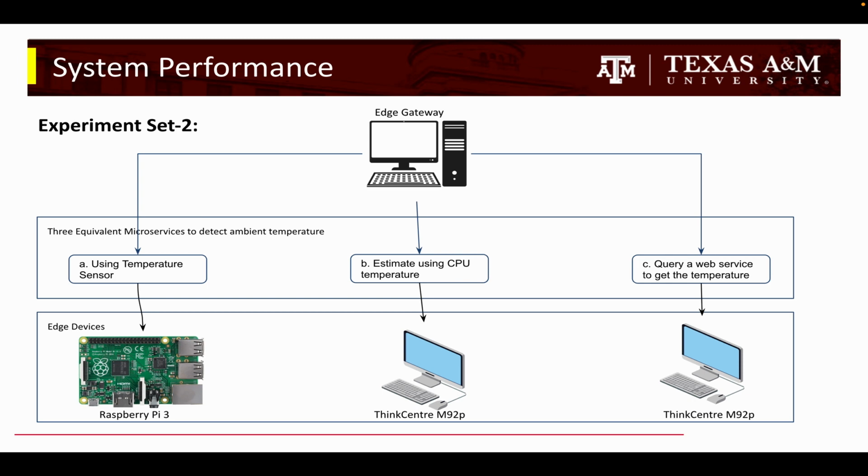For this task to accomplish, we have 3 different microservices. The first one is using the temperature sensor deployed on the Raspberry Pi, and the second one is estimating the ambient temperature using the CPU temperature, and the third one is by querying a web service for the location and using the location to query another web service to get the ambient temperature. So now we have 3 equivalent microservices to accomplish the task.